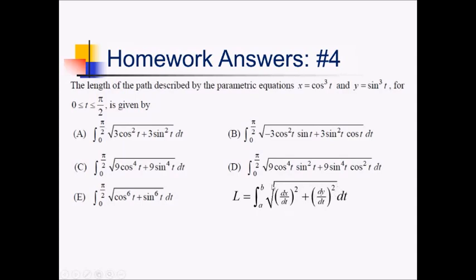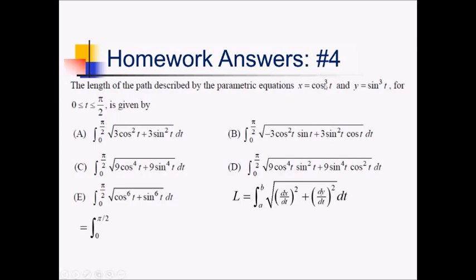So I have an integral from 0 to pi over 2. Let's put that in here. And now there's a whole bunch of stuff happening inside here. Looking at the answer choices, this is going to require a little bit of simplifying. So let me do dx over dt first. That's going to require the chain rule.